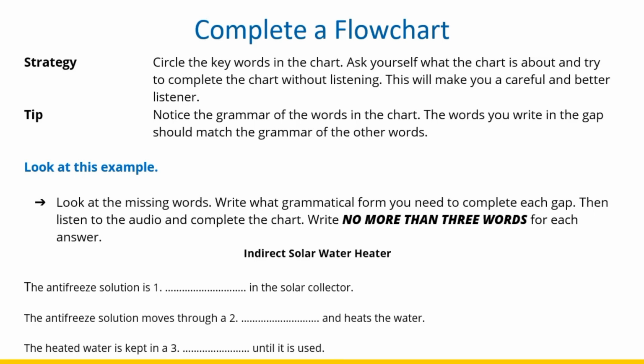Let's take a look at the following example we have, and here you are being asked to write no more than 3 words. So our topic is indirect solar water heater, and you have three different statements. Make sure you read them carefully and circle the keywords. So for example, for number 1, we have the antifreeze solution is 1 gap in the solar collector. So the most important words here are antifreeze solution and solar collector.